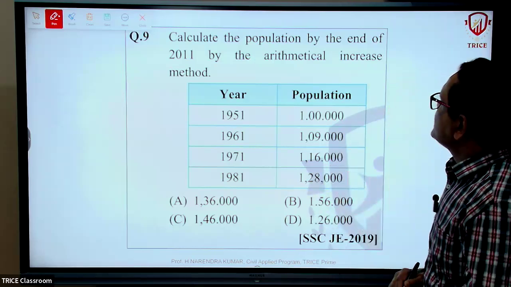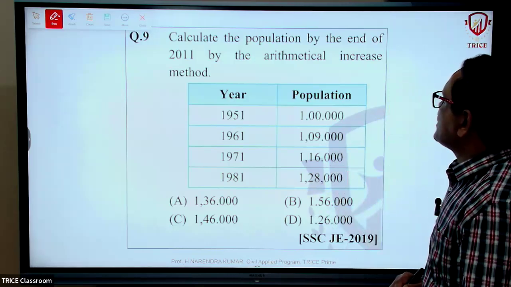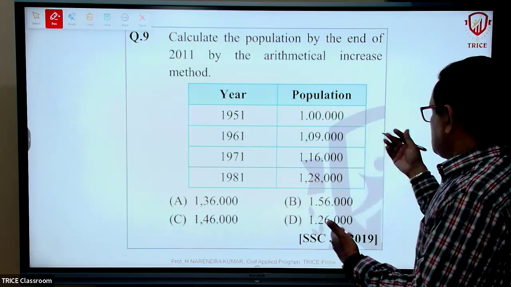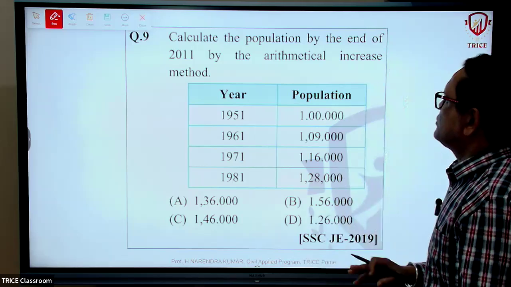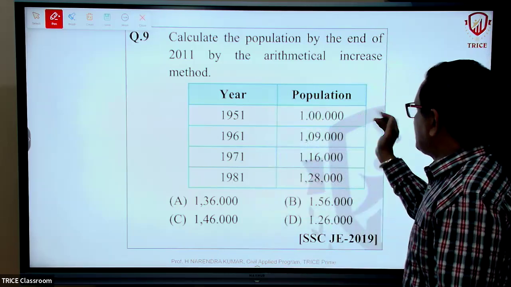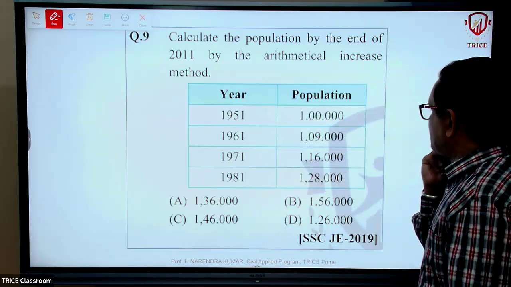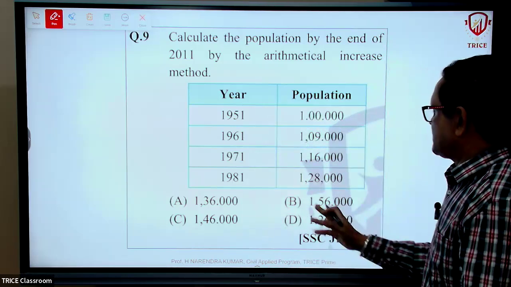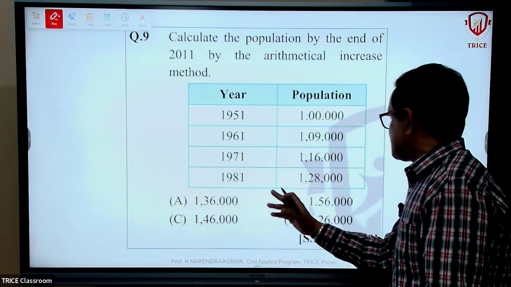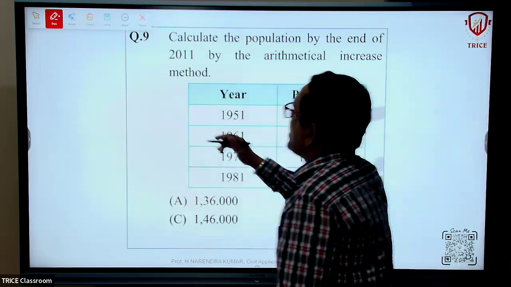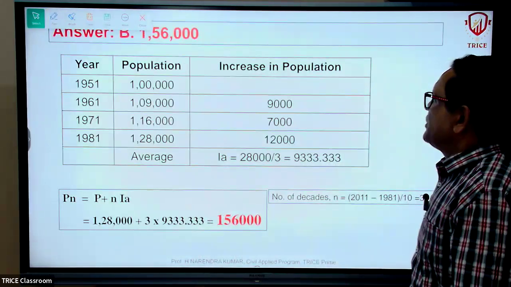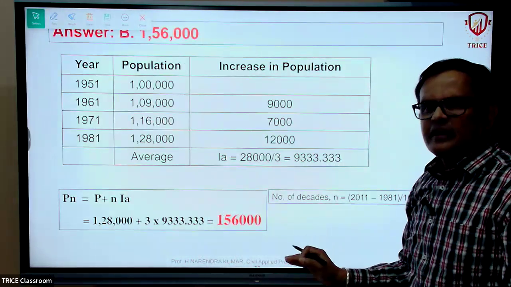Calculate the population by the end of 2011 by the arithmetical increase method. There is a tabular column given directly in the problem statement: 1951, 1961, 1971 and 1981, with populations 1 lakh, 1 lakh 9,000, 1 lakh 16,000, 1 lakh 28,000. There are four options as usual. 1 lakh 36,000 is the first option. Second is 1 lakh 56,000, then 1 lakh 46,000, 1 lakh 26,000. We are all familiar with the arithmetical increase method calculations.